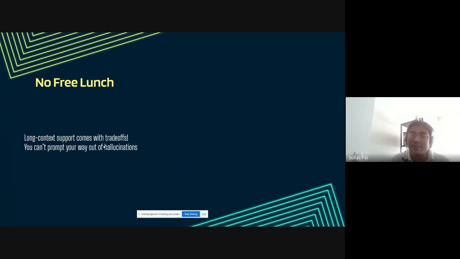So there's no free lunch. Long context support comes with trade-offs. For example, you might have seen there was this recent paper, LongNet. There have been papers in the last 2 years, many of them promising, okay, we can scale up to 1 million tokens.